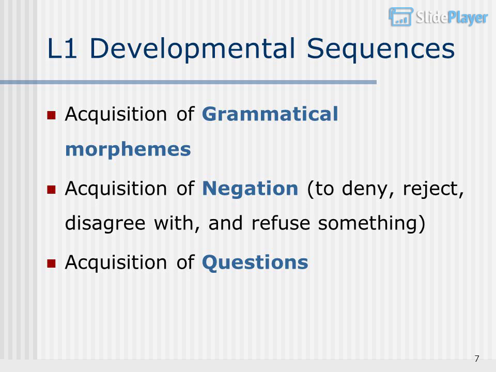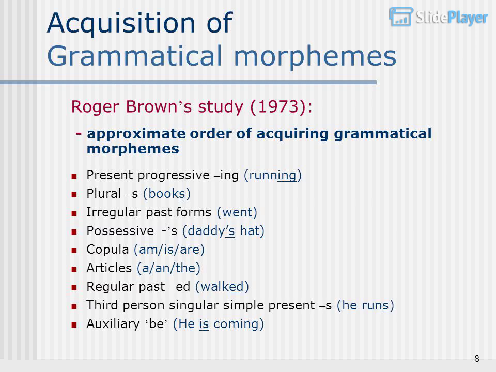L1 developmental sequences. Acquisition of grammatical morphemes. Acquisition of negation, to deny, reject, disagree with, and refuse something. Acquisition of questions. Acquisition of grammatical morphemes. Roger Brown's study, 1973. Approximate order of acquiring grammatical morphemes.